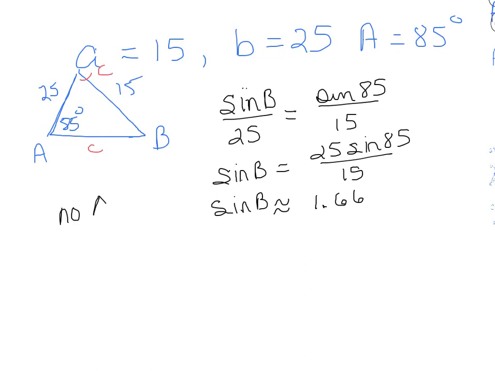No triangle. If you get the sine of an angle to be greater than 1, that's not possible. Well, that's what it is. You cannot have a triangle with these dimensions. So that's it, no triangle.